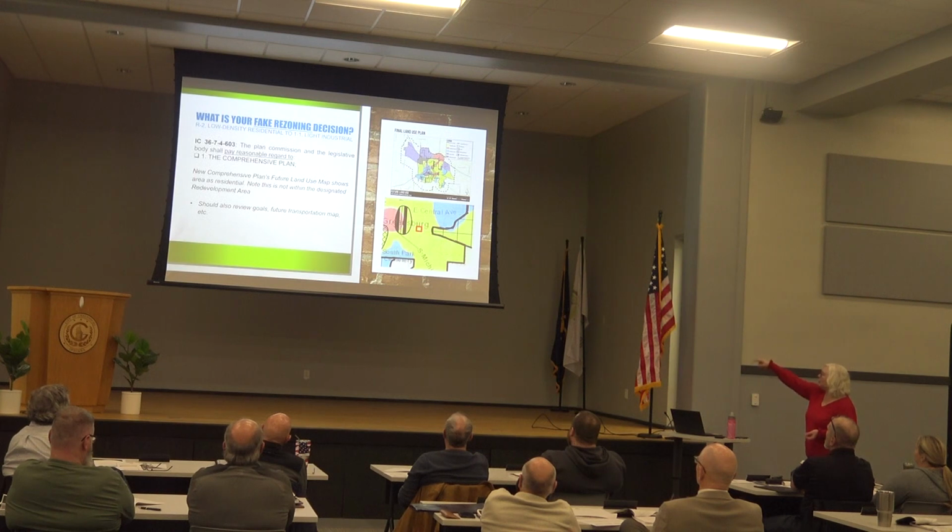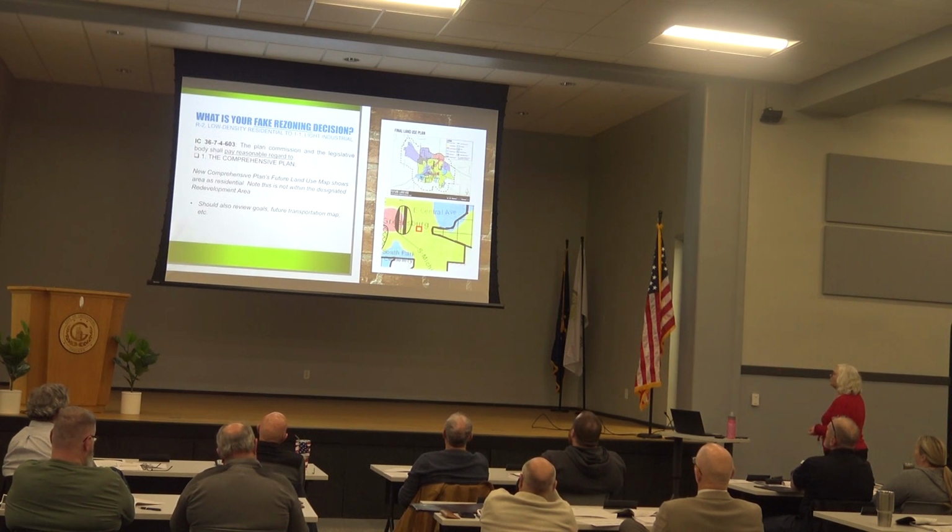And also I want to explain the funny blob with the black stripes that's on the left. That is a redevelopment area, a designated redevelopment area. So you can see this little red square is not within that designated redevelopment area.